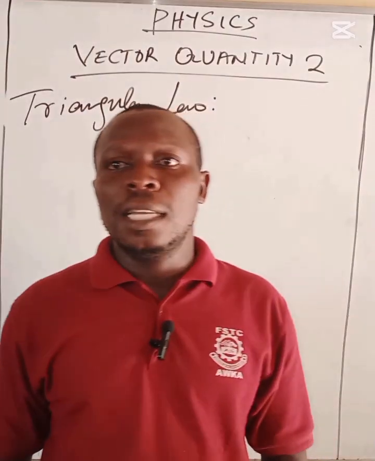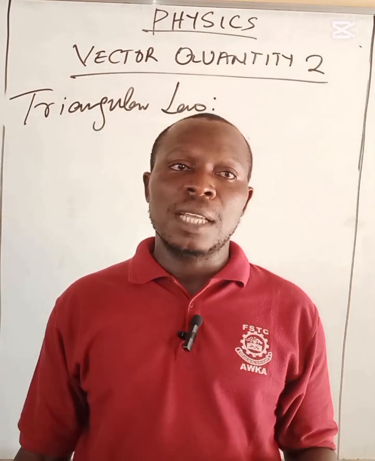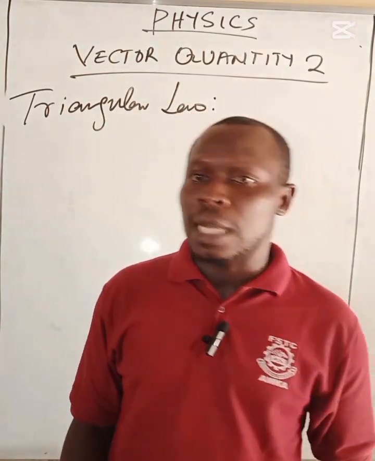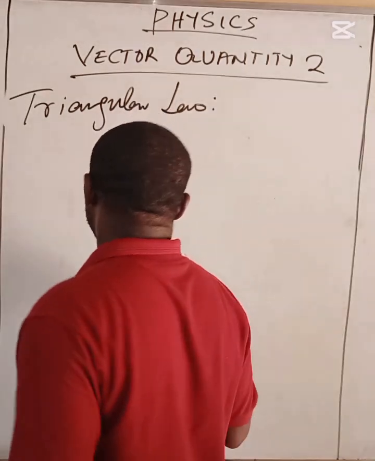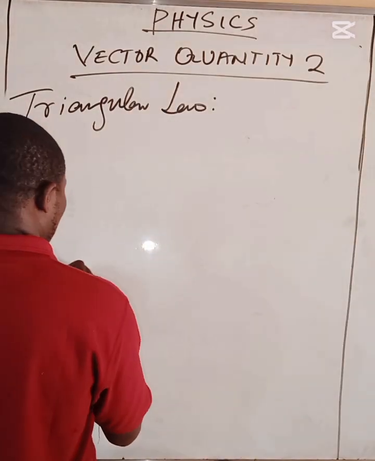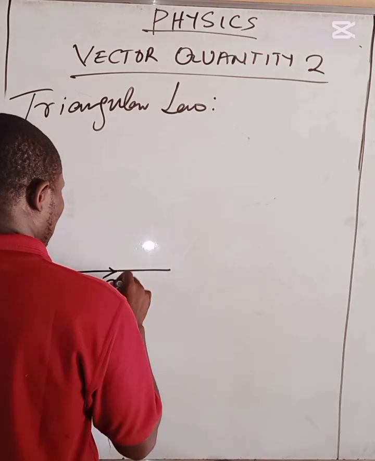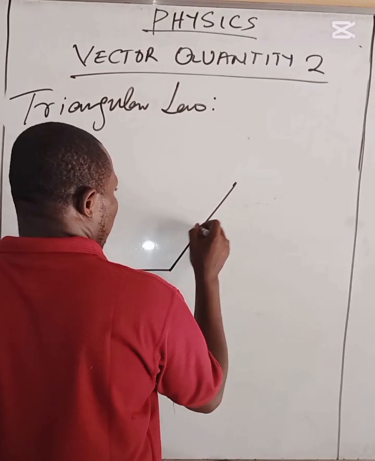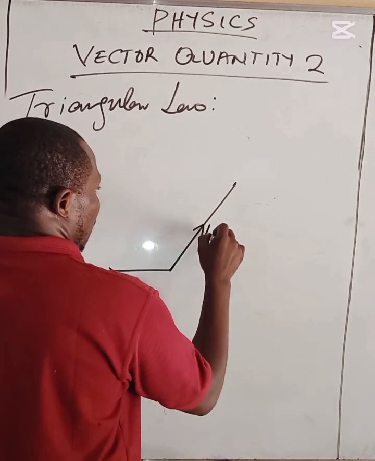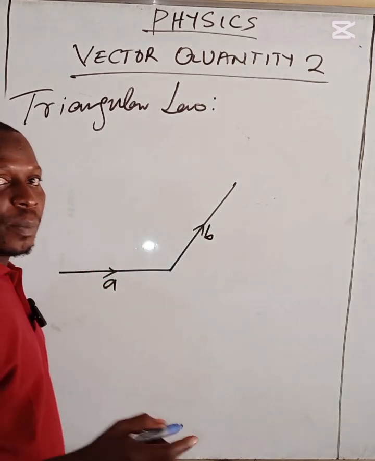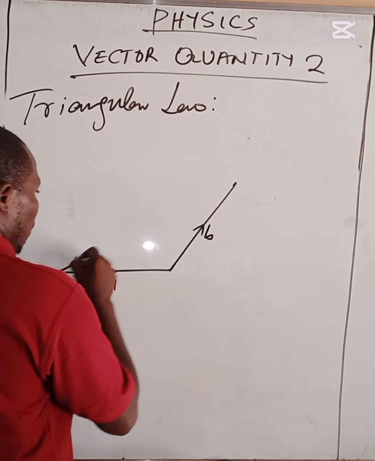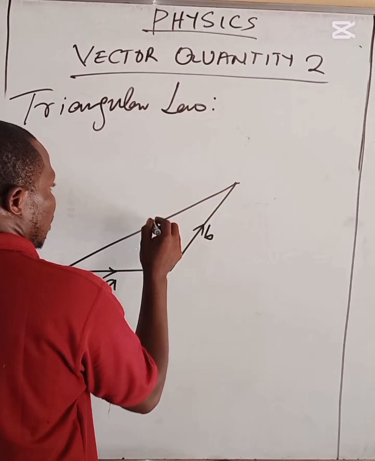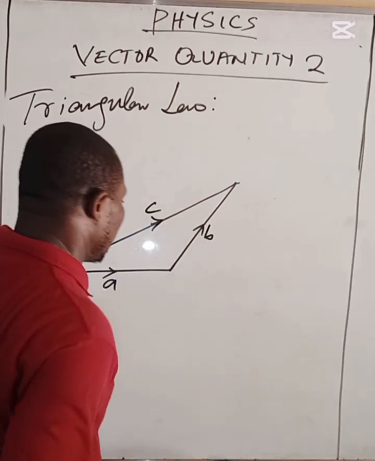The law states that if two vectors represent the two sides of a triangle taken in order, the third side represents the resultant taken in opposite order. So what it means, if we have a vector here, let me call this vector A, and you have vector B in order to vector A, and we say the third side represents their resultant taken in opposite order. We can call it C.